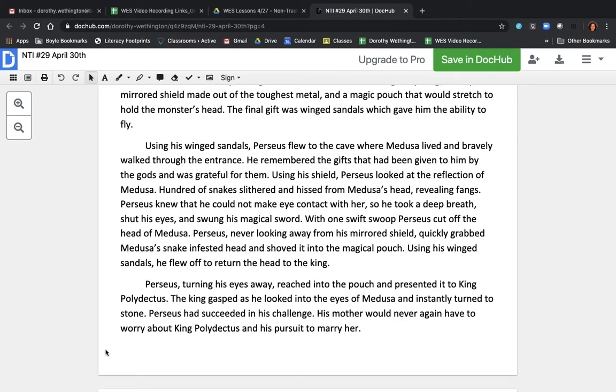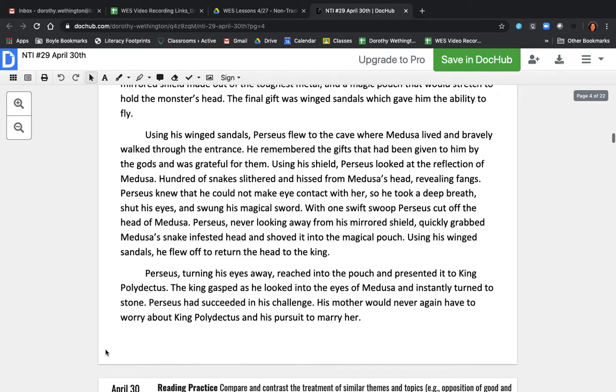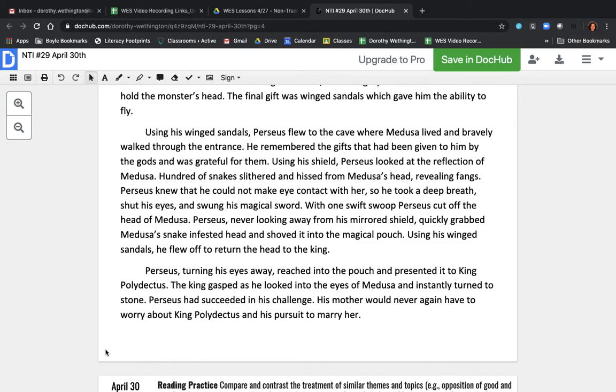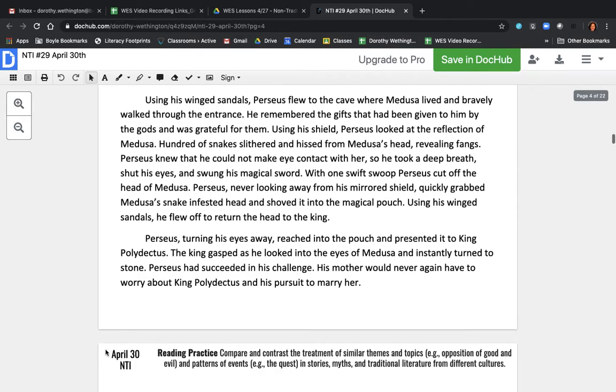Perseus, turning his eyes away, reached into the pouch and presented it to King Polydectes. The king gasped as he looked into the eyes of Medusa and instantly turned to stone. Perseus had succeeded in his challenge. His mother would never again have to worry about King Polydectes and his pursuit to marry her.